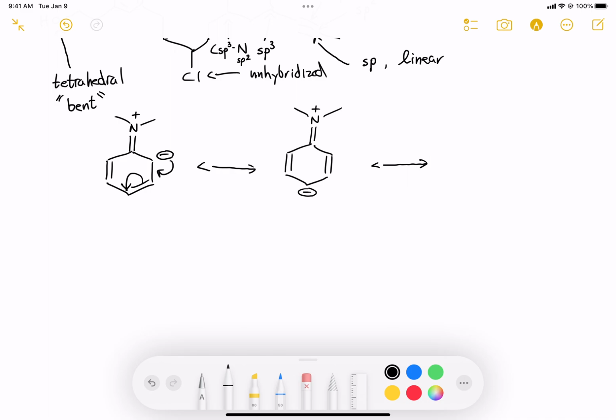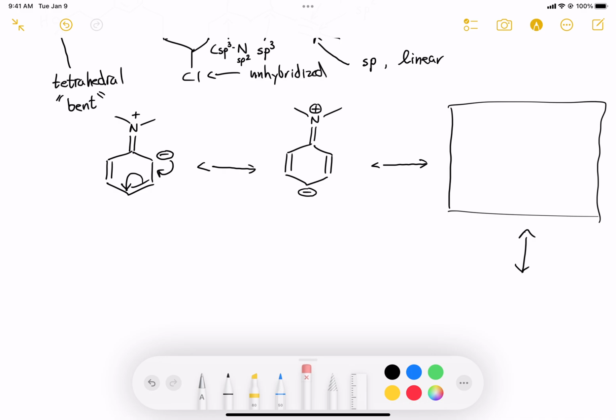Okay. So there's one there, and then there's another one. Let's draw a box here. And there's another one. Okay. All right. But for simplicity, let's just draw it here. You can do this as well. Then you have a negative charge here. Okay. And then lastly, you can draw the charge back here and push the electrons back onto the nitrogen, and you get this structure.